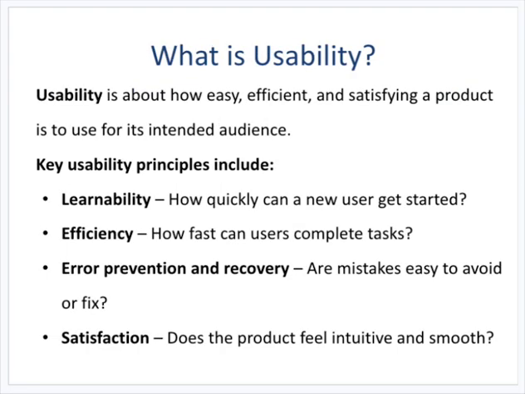Now we will understand what is usability. Usability is about how easy, efficient, and satisfying a product is to use for its intended users and audience. The key principles include learnability, efficiency, error prevention and recovery, and satisfaction. Like learnability, how quickly can a new user get started? Efficiency, how fast a user can complete tasks. Error prevention and recovery, are mistakes easy to avoid or fix if they are made? Satisfaction, does the product feel intuitive and smooth to operate?